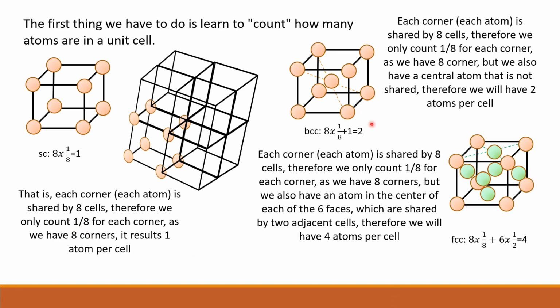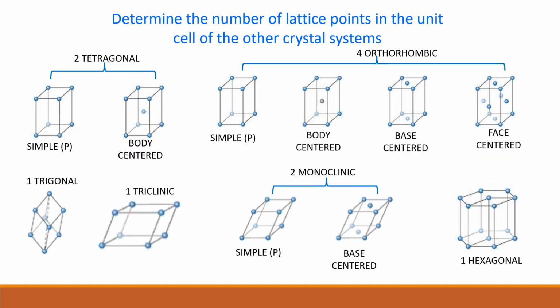BCC, as told, we have the possibility of an additional atom: 8 times 1/8 plus 1, 2. And in the case of FCC, face-centered cubic, each corner again is shared by 8 cells, but now each of the 6 faces is shared by 2 cells. So 6 times 1/2, then in total it makes 4 atoms. So simple cubic unit cell has 1 atom, body-centered cubic has 2 atoms, face-centered cubic has 4 atoms. And now an exercise: determine the number of lattice points in the unit cell of the other crystal systems. That's for you.